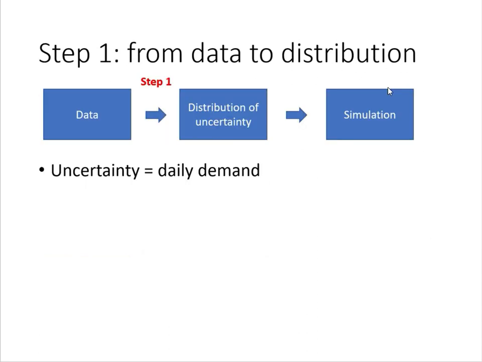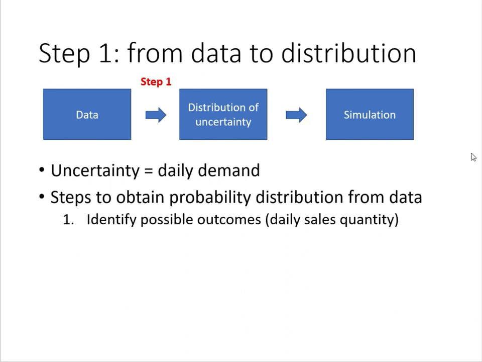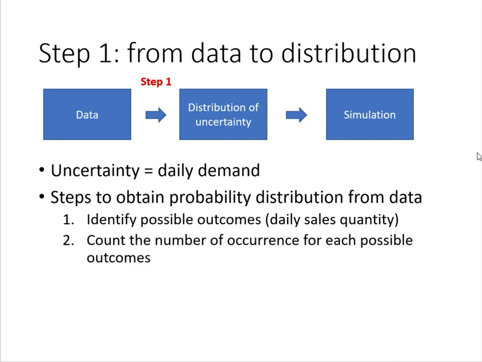The uncertainty in this example is the daily demand for the product. We need the distribution of demand so we can simulate it. Here are the steps to obtain the demand distribution from the data. This process applies to any uncertainty, not just demand. First, you identify the possible outcomes of the uncertainty. In other words, that simply means let's take a look at the data and identify what the possible daily demands are in the data. Second, for each possible daily demand, let's simply count the number of days with that demand in the data.